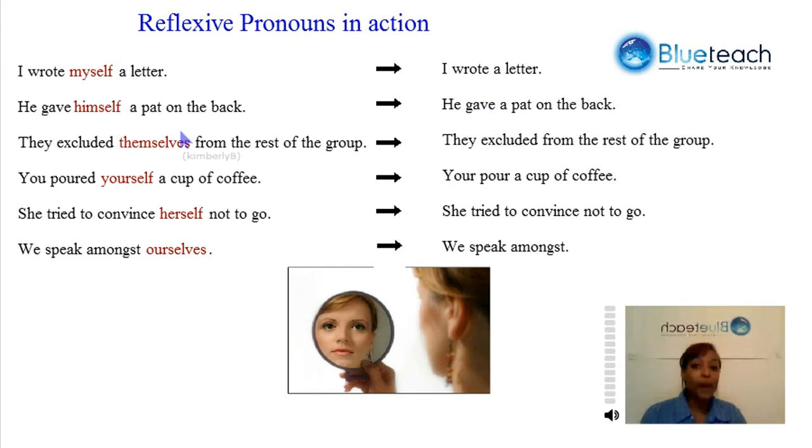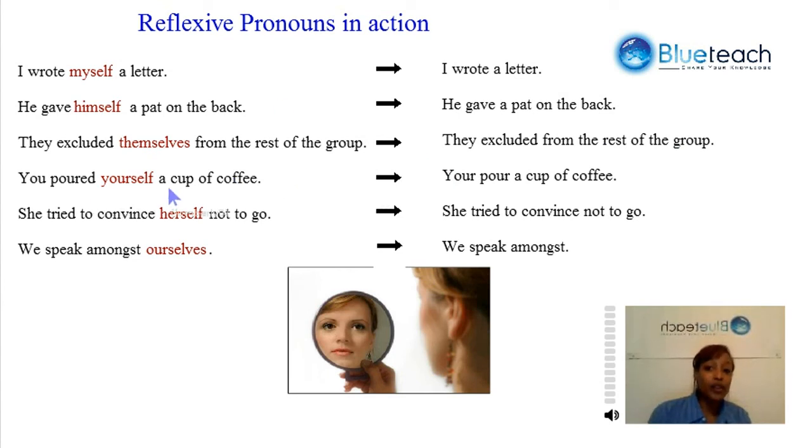He gave himself a pat on the back. He gave a pat on the back. And again, like in the first example, when we remove himself, it changes the meaning of the sentence. They excluded themselves from the rest of the group. Here we have, they excluded from the rest of the group. This doesn't even mean anything in English. In fact, this is one of those sentences that does not work at all. It doesn't make any sense once we remove the reflexive pronoun.